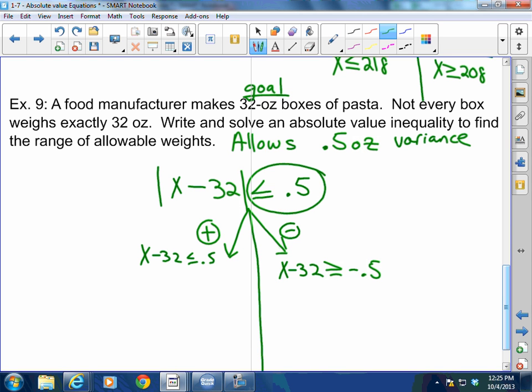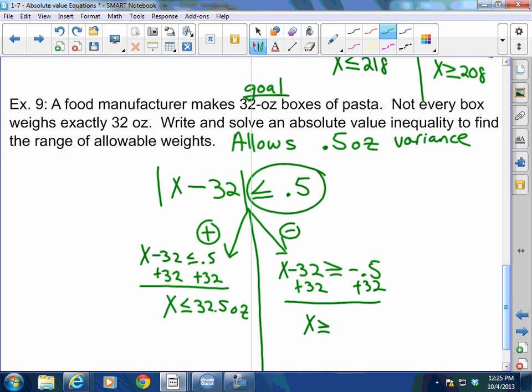Thank you. So now let's solve. Add 32 to both sides. x is less than or equal to 32.5. So it's got to be less than or equal to 32.5 ounces. Add 32 over here. But x can be greater than or equal to 31.5 ounces. Are you okay? Okay. So guys, you have x less than 32.5 and greater than 31.5. When you're writing this out as an answer, put x in the middle. Start with the lower value first and then go to the higher value.